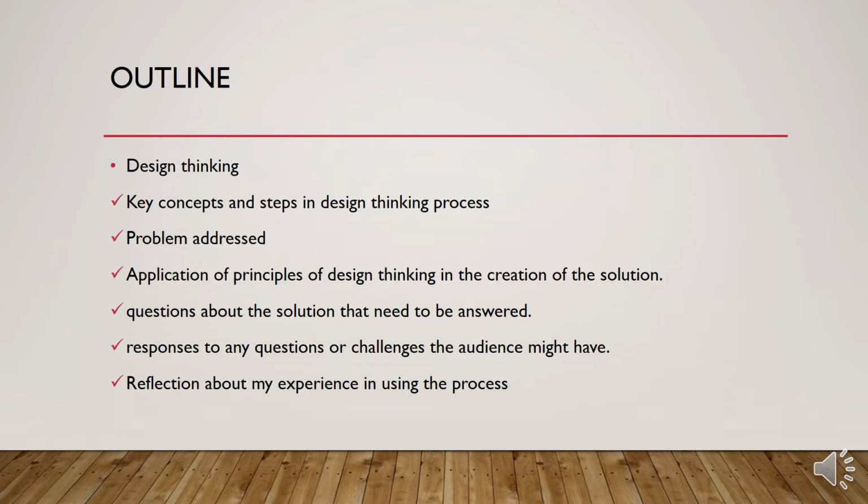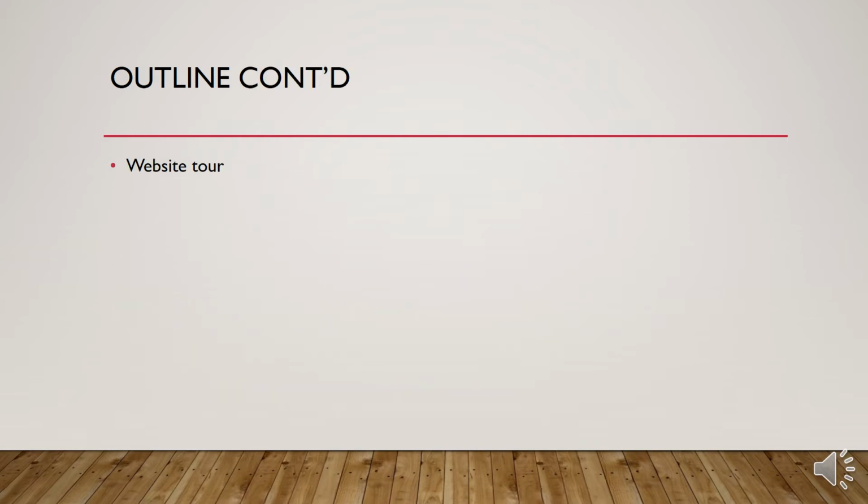So on this second slide, we have the outline. Under the outline we have design thinking, key concepts and steps in the design thinking process, problem addressed, application of principles of design thinking in the creation of the solution, questions about the solution that need to be answered, responses to any questions or challenges the audience might have, and reflection about my experience in using the process. Then we continue the outline, and the last one will be the website tour.